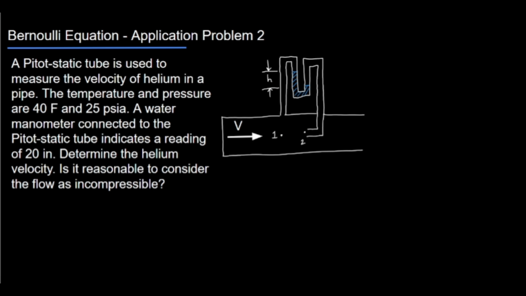Application problem 2. A pitot-static tube is used to measure the velocity of helium in a pipe. The temperature and pressure are 40 Fahrenheit and 25 psi absolute. The water manometer connected to the pitot-static tube indicates a reading of 20 inches. Determine the helium velocity. Is it reasonable to consider the flow as incompressible?